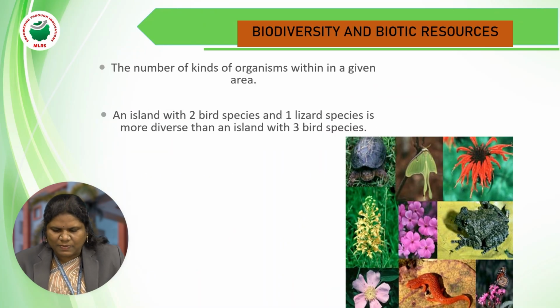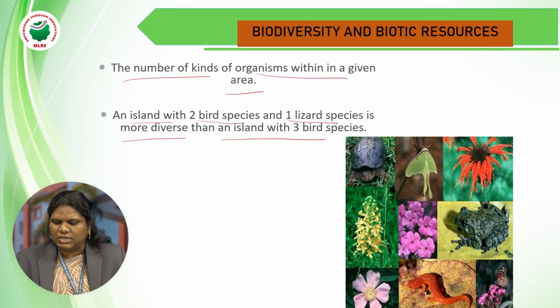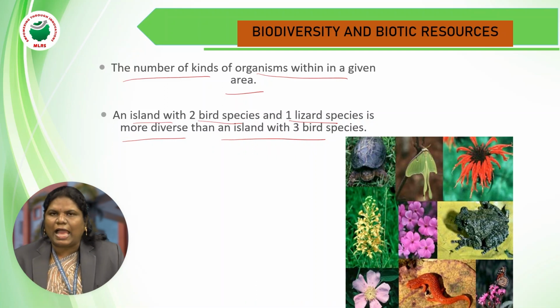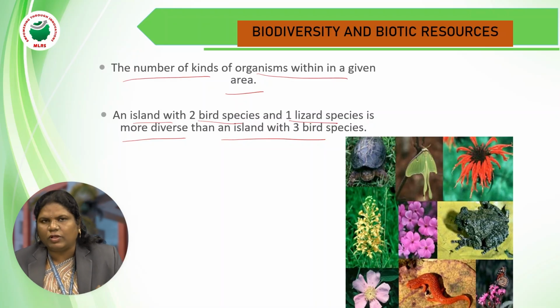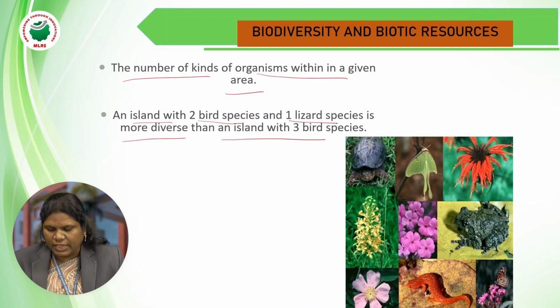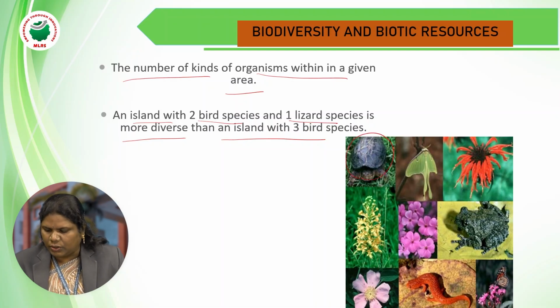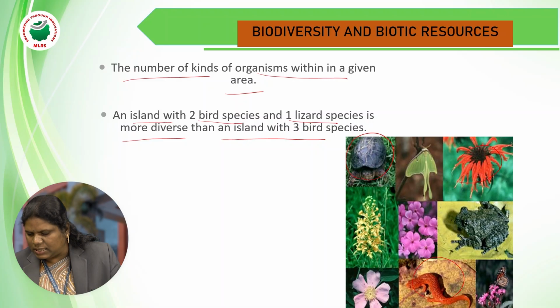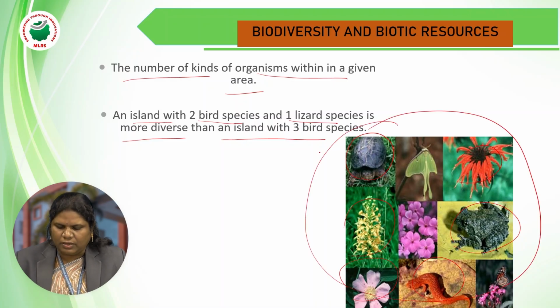See here another example of species diversity: the number of kinds of organisms within a given area. An island with two bird species and one lizard species is less diverse than an island with three bird species. An island is a place surrounded by water on all sides, or an area where we can see different types of species. We can see in the picture the tortoise, the flowers, the lizards, the frogs. These are all different kinds of species, but they are living in the same environment.